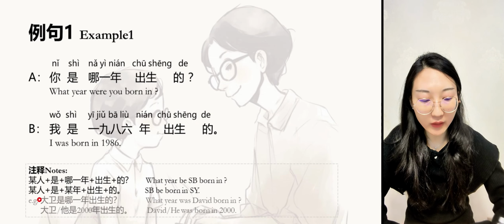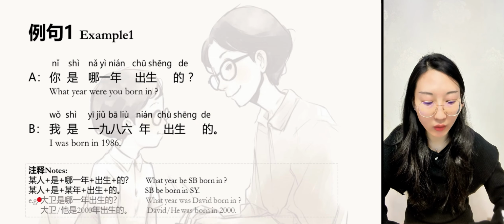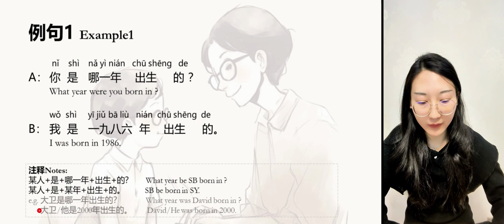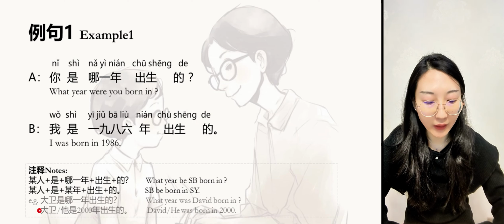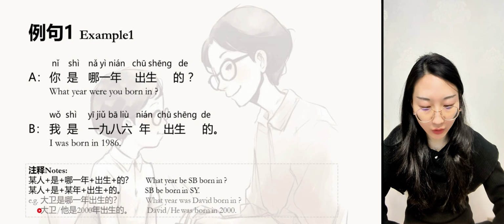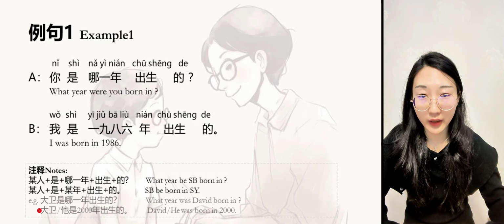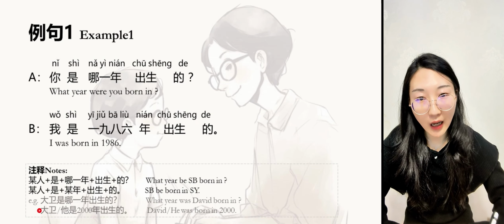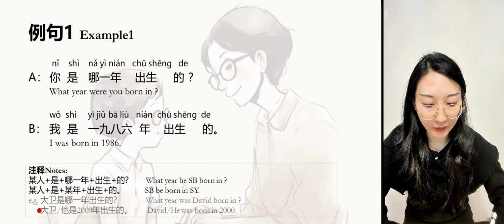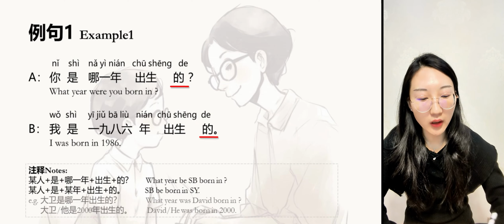So for example, what year was David born in? And that would be 大卫是哪一年出生的？And the answer is 大卫是, for example, 2000年出生的。大卫是2000年出生的。Or you can use he to refer to David, of course. 他是2000年出生的。So as you can see from the example sentence, auxiliary word 的 is used at the end of the sentence.